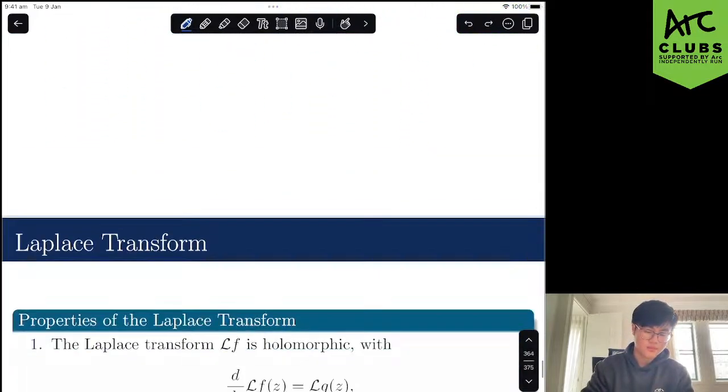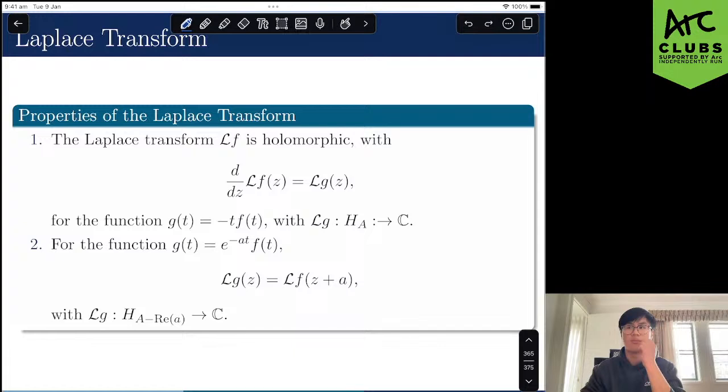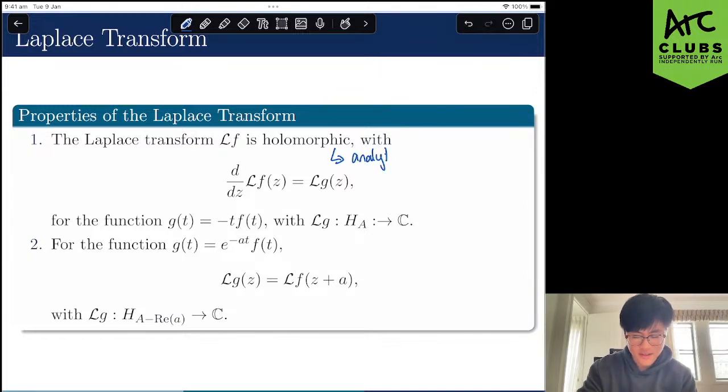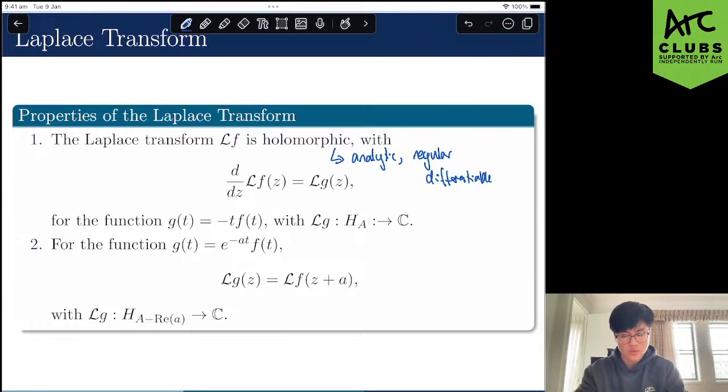The next one is just looking at some properties of Laplace transforms. First one is, is the Laplace transform holomorphic? All right. So this, once again, is one of those words I can't really pronounce, but essentially, it's analytic. It's the same thing as analytic or regular, and essentially just means differentiable at every point, I guess where it's defined. So that's what that means.